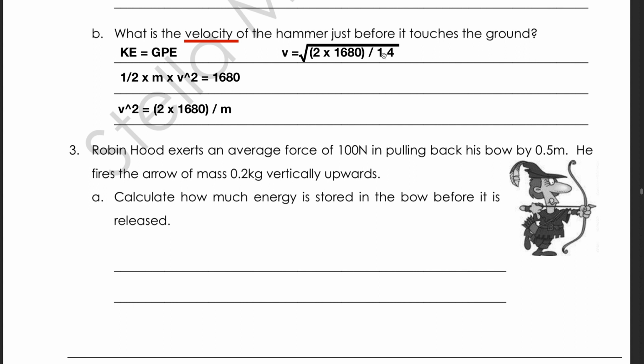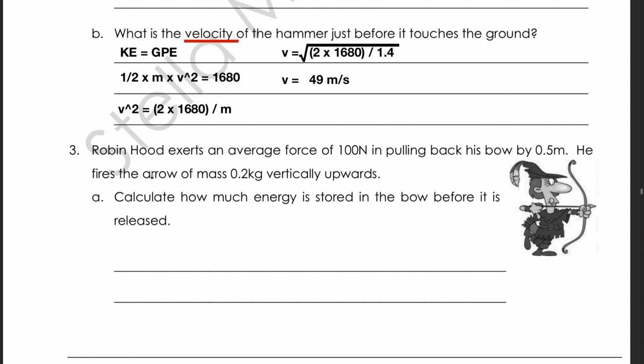1.4. Once again, I have to remind you of the importance of writing the 2 times 1680 in brackets. Even though in this case, if you were to just enter into your calculator 2 times 1680 divided by 1.4, it will still be correct. However, it will be better for you if you get used to writing terms in brackets. Now the answer for all of this will be 49 meters per second.